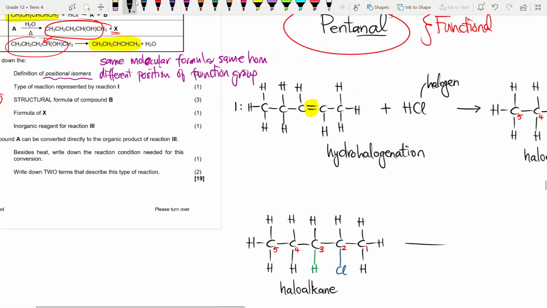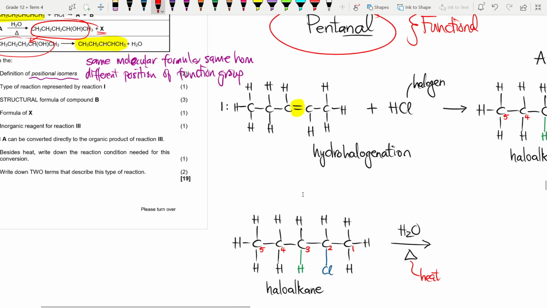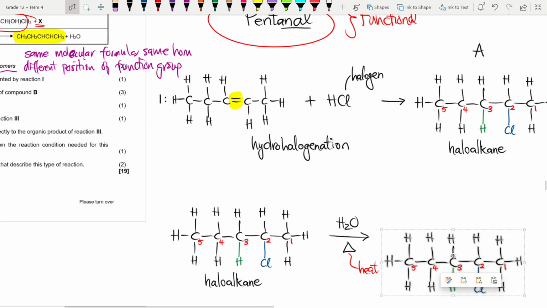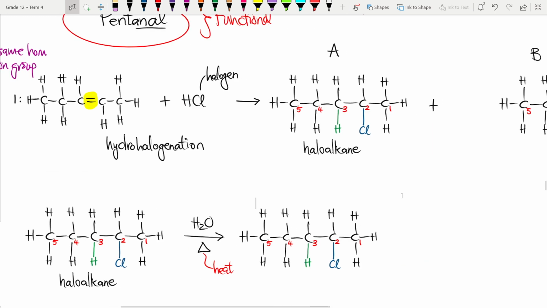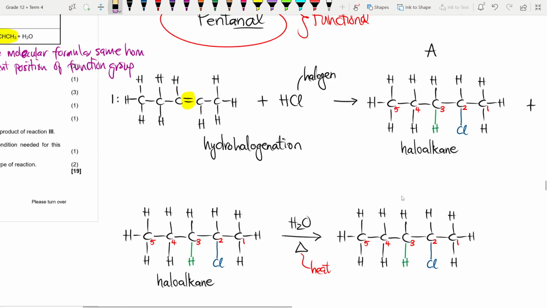If I react this with water and heat, and this heat is a condition that, by the way, represents heat, it's a reaction condition for halogenation. Therefore, I'm going to draw out, or I can just copy and paste to save time, the product, the one with OH in the middle. So paste that there, and then go ahead and add OH where chlorine should have been.